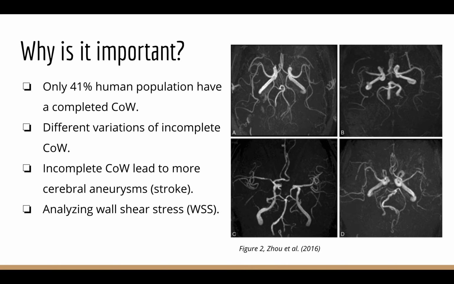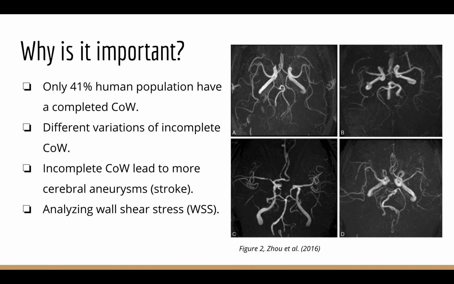This figure on the right here shows a sample of different types of circle of Willis through an MRI scan. Figure A shows a complete circle of Willis. B shows a complete anterior half and an incomplete posterior half of the circle of Willis. And C shows an incomplete anterior half and a complete posterior half of the circle of Willis. And D shows the incomplete posterior and anterior half.